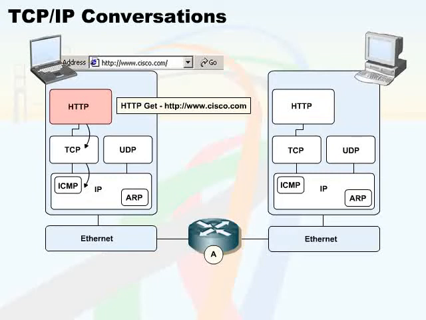I'm just trying to give you an idea as to how a conversation actually takes place. So we'll assume at this point that DNS resolution has taken place. This computer knows how to get to this web server, which is cisco.com. The important thing about it is the HTTP protocol, which is layers 5 through 7.